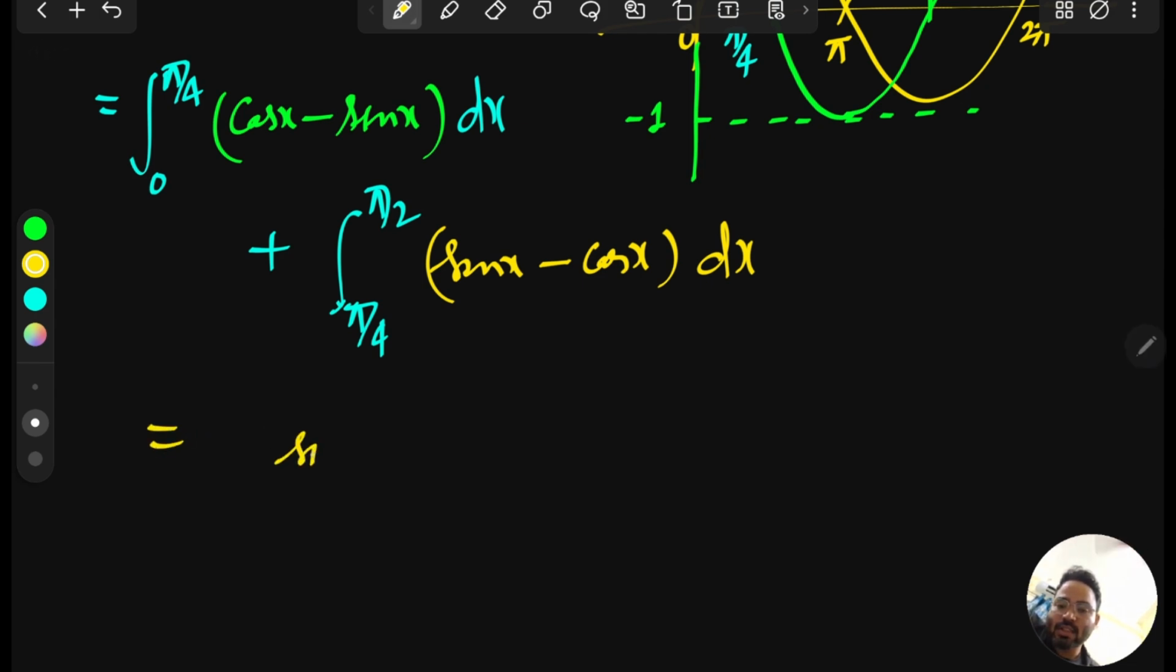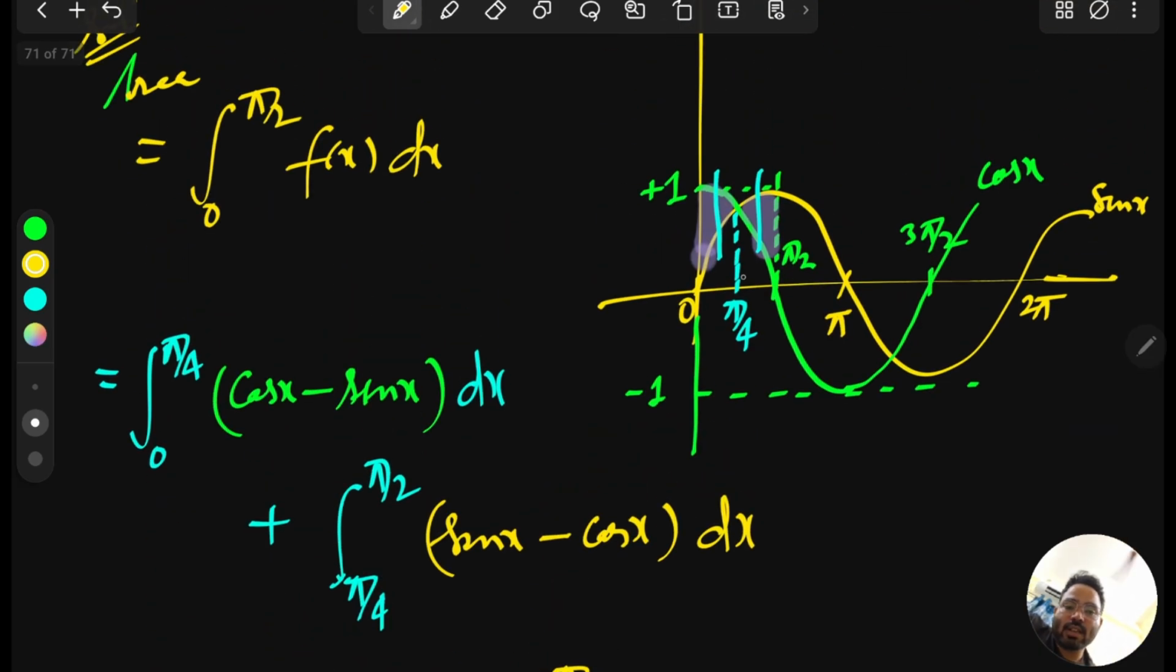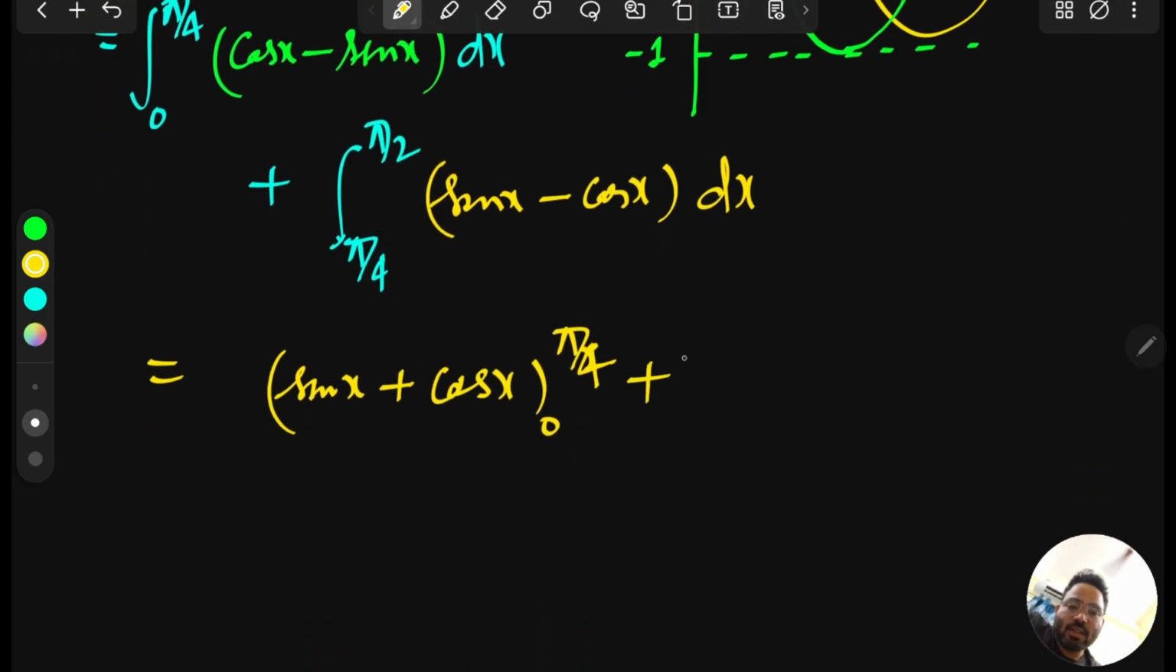Cos x integration is sin x, and sin x integration is minus cos x, so this will become plus cos x, and the limit in this case is 0 to pi by 4. Here you need not take the modulus, because in this case our curves are not crossing the x axis; they intersect above the x axis, so there is no need to take the modulus. Now come to this part. Sin x integration is minus cos x, and cos x integration is plus sin x.